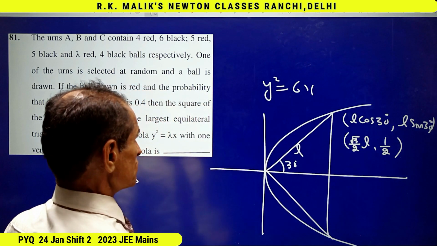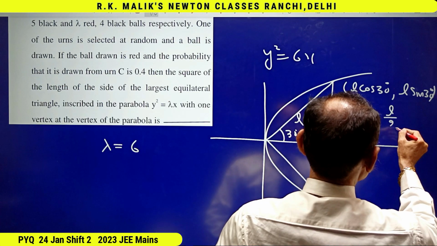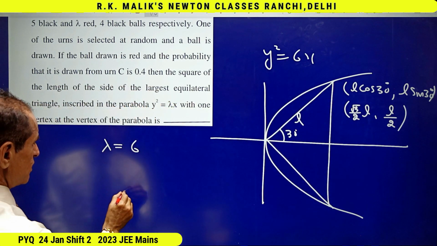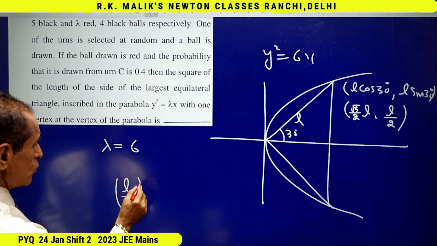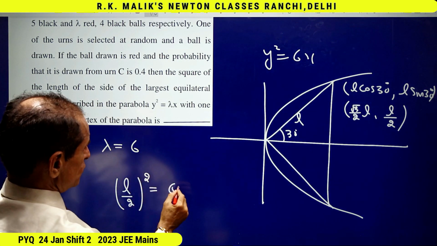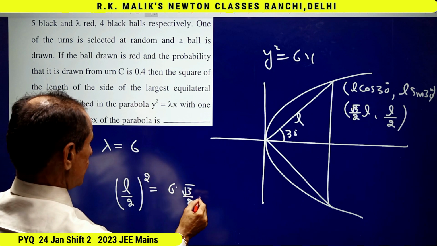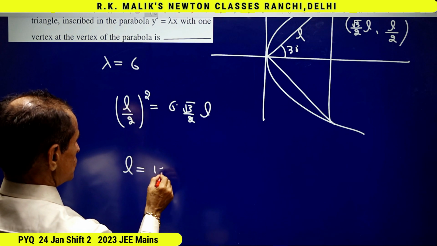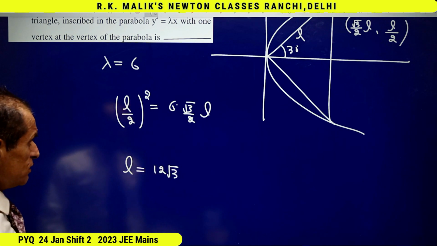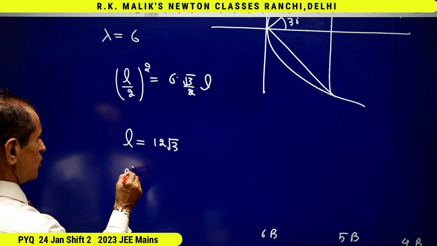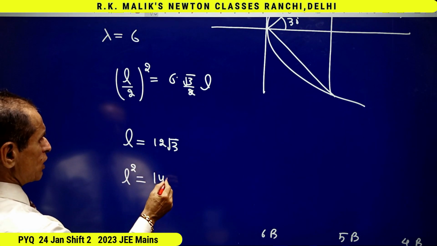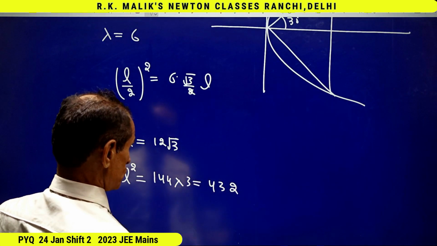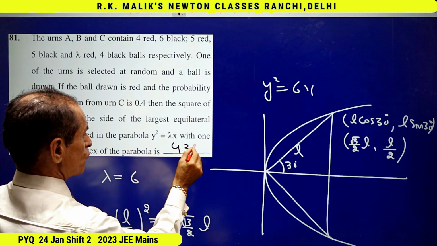This clearly lies on this parabola. As this lies on the parabola, I can say L by 2 whole square equal to 6 into root 3 by 2 L. That is, L will be equal to 12 root 3, and therefore L square will be equal to 144 into 3, equal to 432. Hence the answer to this question is 432.